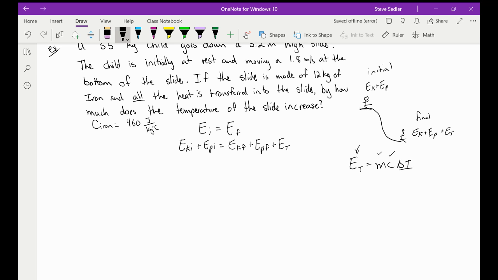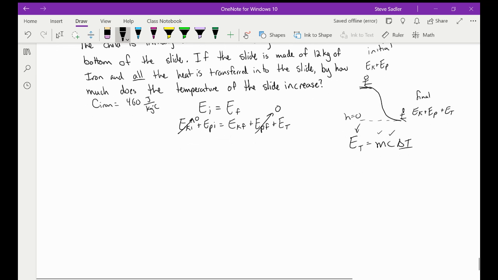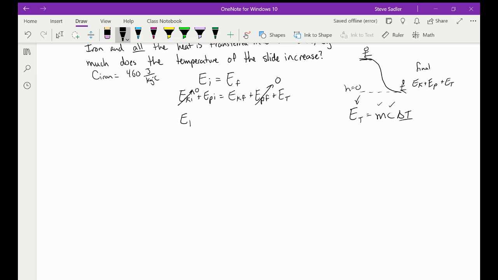So let's look at this right now. If we make the bottom of our slide height 0, that means the potential energy of the kid at the bottom of the slide will be 0. It also means that the kinetic energy at the top of the slide, the child starts at rest, so the kinetic energy at the top will also be 0. This makes our life a little bit easier because now our formula is potential energy initial is going to be kinetic energy final plus our thermal energy.